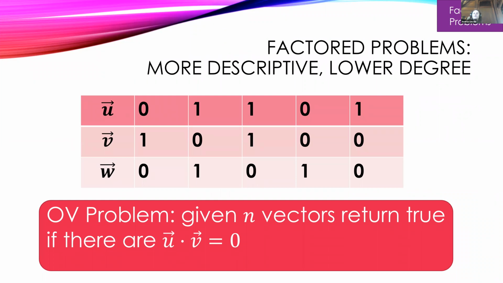First, let's remind ourselves what OV is. We're given n vectors, and we want to return true if there's 2 of those vectors that dot product to 0. Here, u and w don't dot product to 0, and u and v don't dot product to 0, but v and w do.